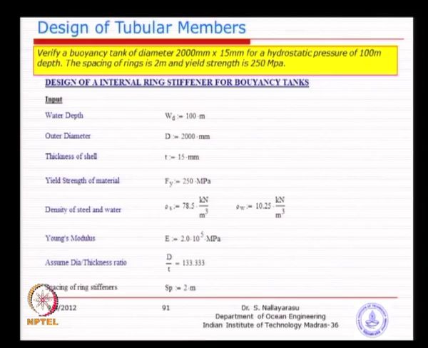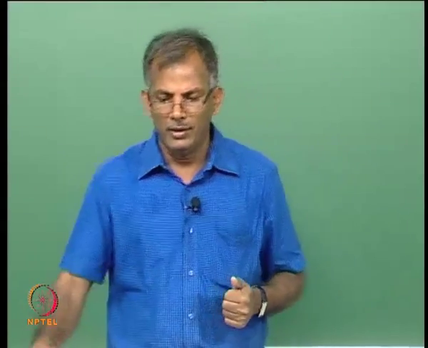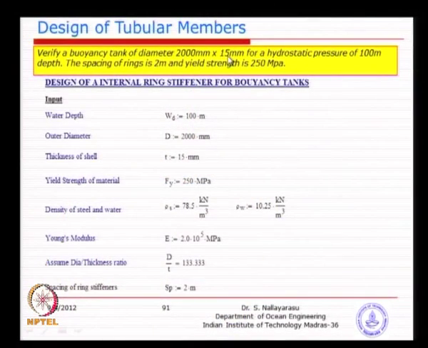So, in this particular case, you are given a diameter of 2000 millimeters, 2 meters, quite big, 15 millimeter wall thickness, hydrostatic pressure of 100 meter water depth. So, you can see it is quite deep, and then the spacing of rings is supposed to be 2 meter, you should not go less than 2 meter, and you can see from this number 15 millimeter is given.